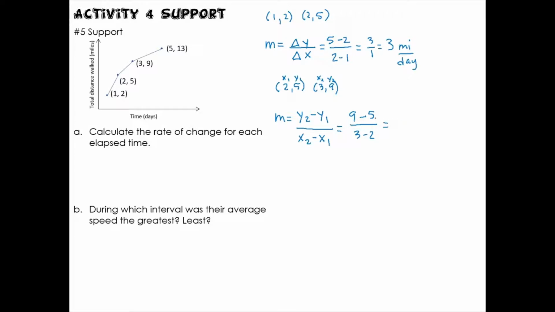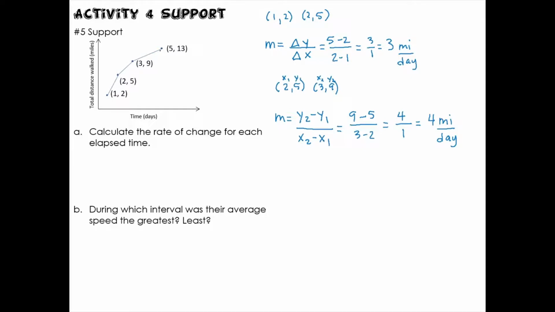So 9 minus 5 is going to be 4, and 3 minus 2, happy days, is 1, easy to divide. 4 divided by 1 is 4. So this is going to be 4 miles per day. So that average looks like it's a little bit higher. And if you notice right here, again, these are not drawn to scale, so we won't predict those actual slopes. And then we're going to look at the third interval right here.